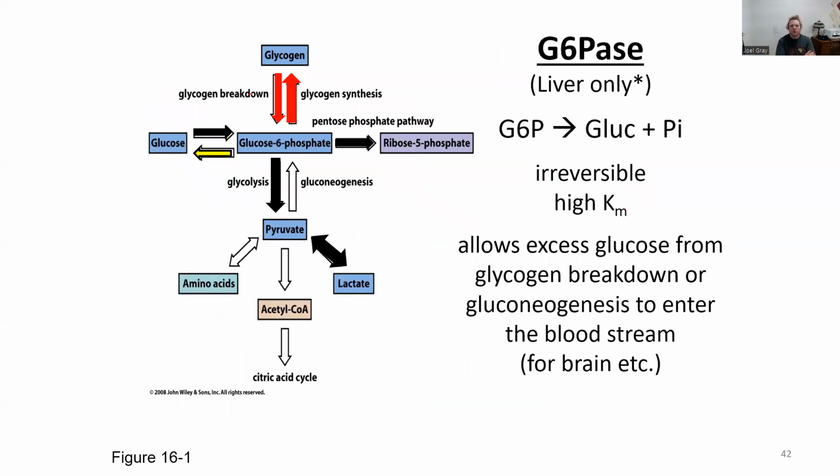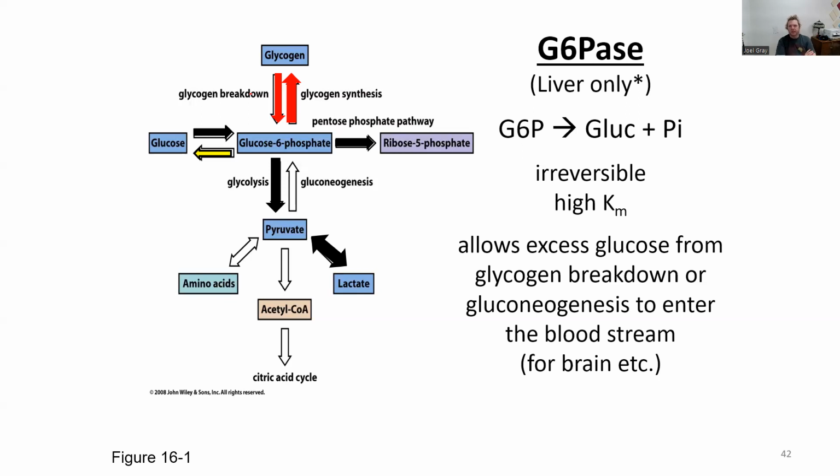So there's one enzyme in the liver, glucose 6-phosphatase. Glucose 6-phosphatase is an enzyme found in the liver almost exclusively. It takes glucose 6-phosphate to produce glucose and inorganic phosphate. This is an irreversible step. This irreversible step allows excess glucose from glycogen breakdown or gluconeogenesis to enter the bloodstream to ultimately be transported to the brain and other critical tissues.